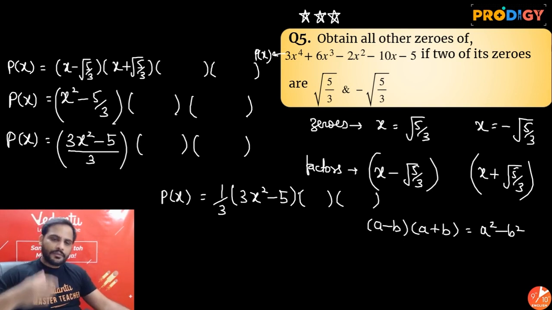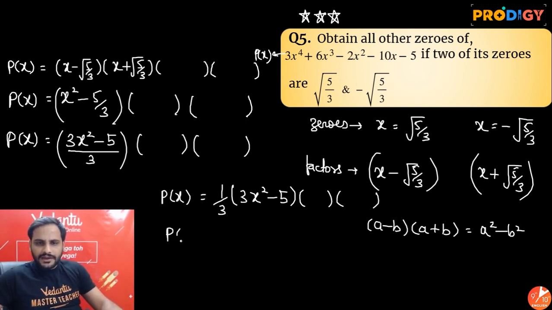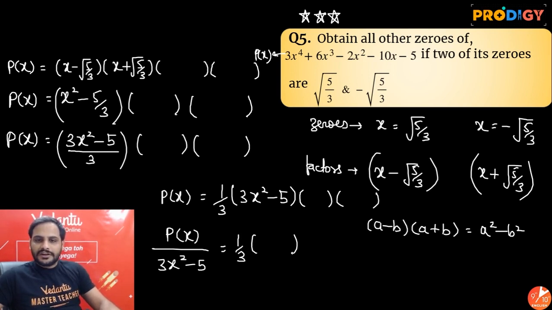Now look beta, we can either take this 1 by 3 and leave it over here. If I do the factorization, I have taken 1 by 3 common, so what? There is no issue in that. So I can say p(x) divided by (3x square minus 5) will be equal to 1 by 3 times the remaining 2 factors. Alright, I have to find out the other zeros. Now the other zeros I will get from here. 1 by 3 is constant.